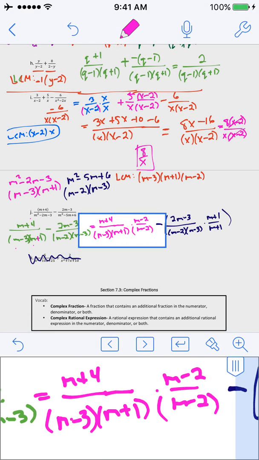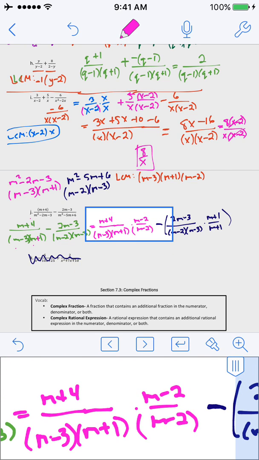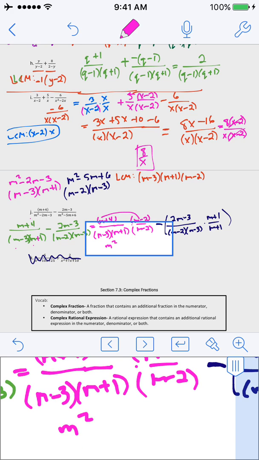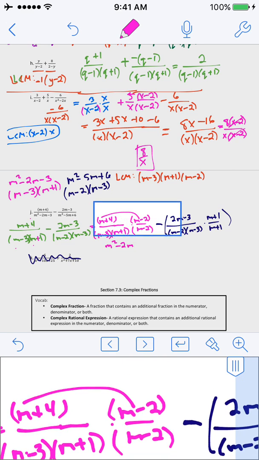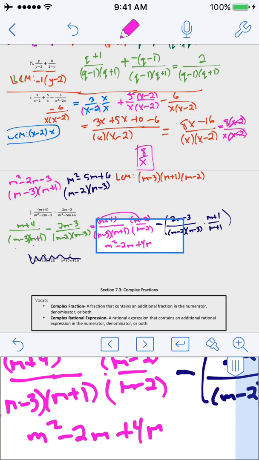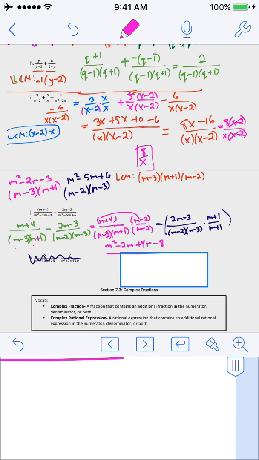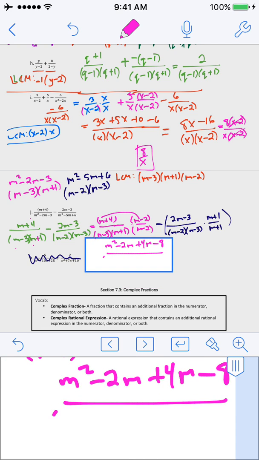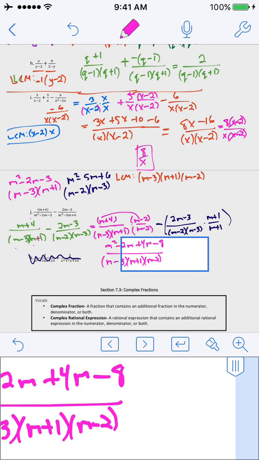So the pink part now becomes m times m plus 4 times m minus 2. That would be m squared minus 2m plus 4m minus 8 over, I'm going to put it over m minus 3, m plus 1, and m minus 2. Again, I'm not multiplying the bottom. You're more than welcome to, but I'm not going to right now, just because I don't feel like it.